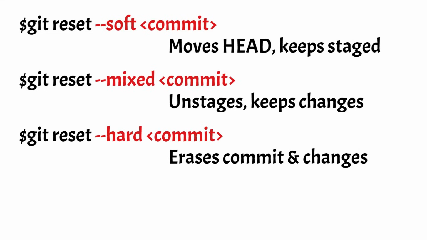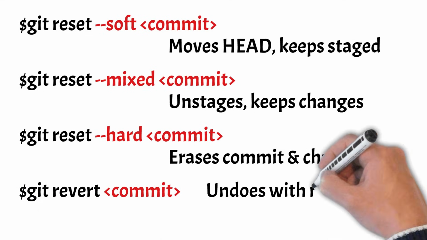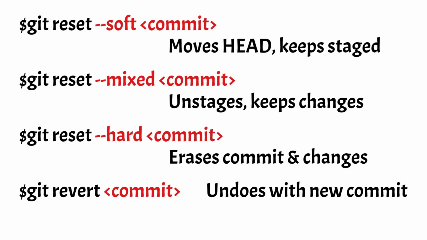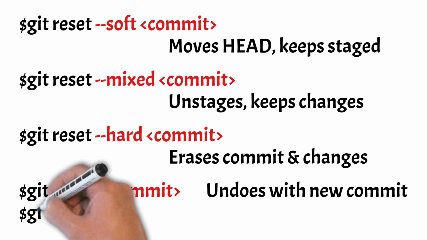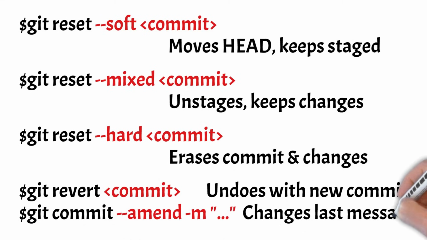Sometimes, instead of rewinding history, you may want to safely cancel a past commit. Git revert does exactly that, by creating a new commit that undoes the earlier one, preserving history. And if you just need to fix your very last commit message, git commit --amend lets you rewrite that most recent commit without affecting anything else.